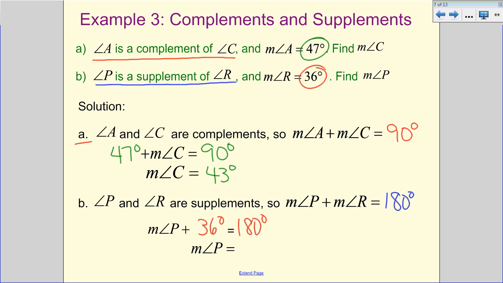When we look at this, we're going back to the same algebra. We're just subtracting 36 degrees from each side. So when we subtract and solve for the measure of angle P, we get 144 degrees.